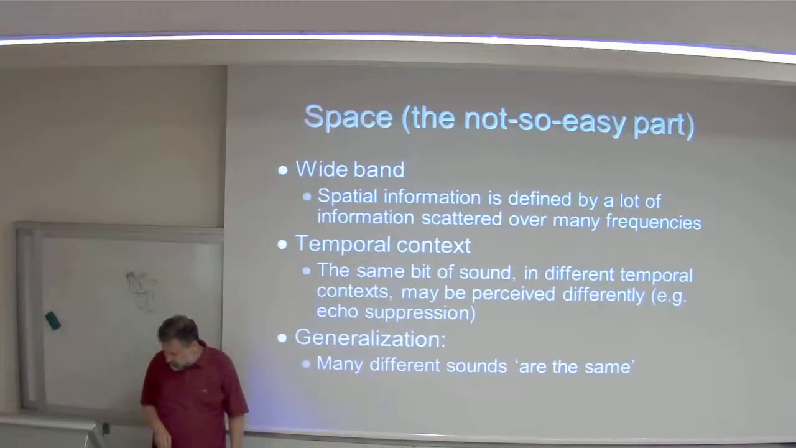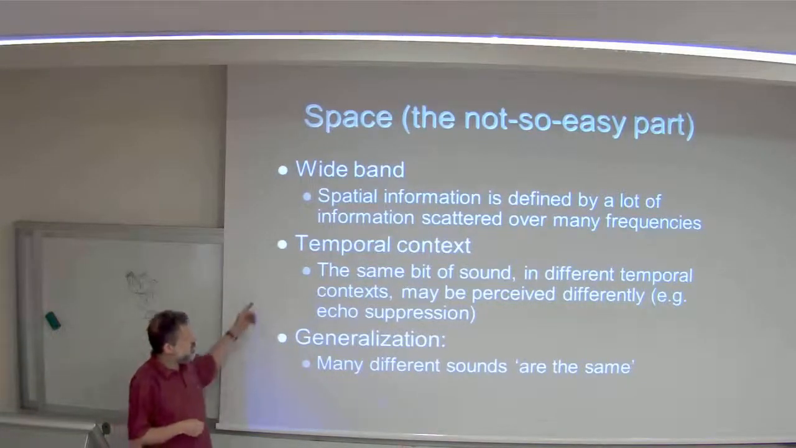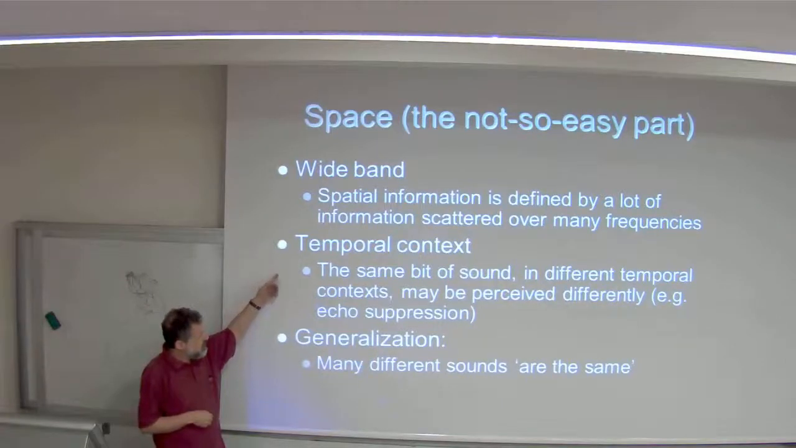And again, spatial information is defined by information scattered over many frequencies. You will have ITDs at each frequency. You have somehow to disambiguate them. There's temporal context. Okay, the most famous example of temporal context in space is so-called echo suppression.